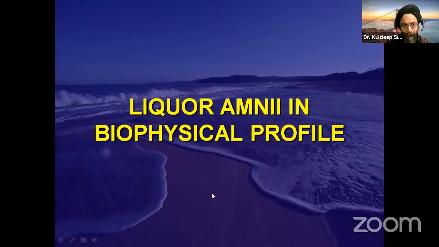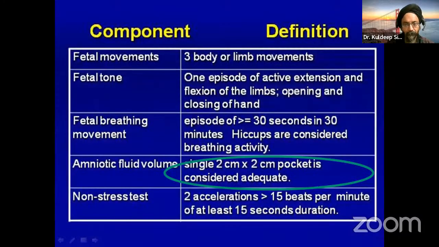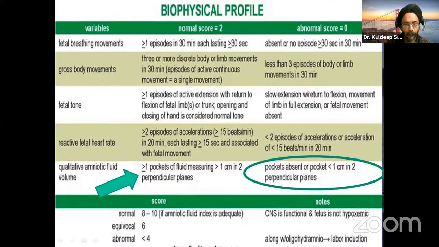Then finally coming on to the role of liquor amnii in biophysical profile. We have these 5 sets of things, but amniotic fluid volume, I'll tell you how important it is. You need to be looking at what is normal. A 2 centimeter by 2 centimeter pocket is considered adequate. But if you're finding that it's absent or it's smaller in size, you know you're going to be giving it a score of 0.